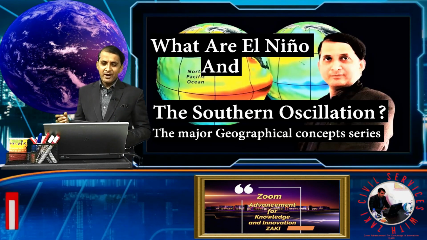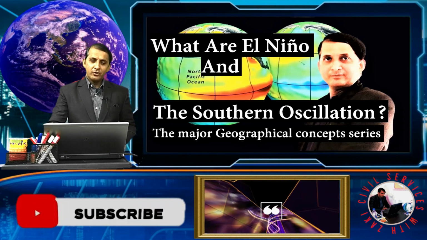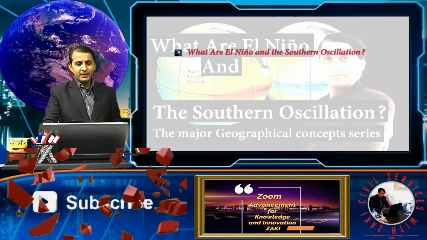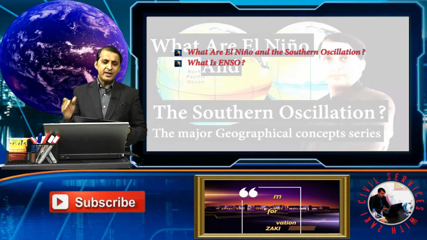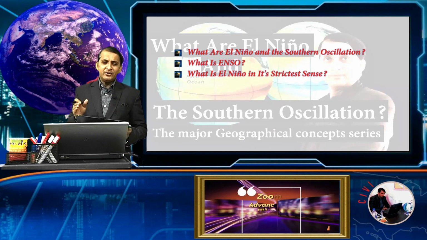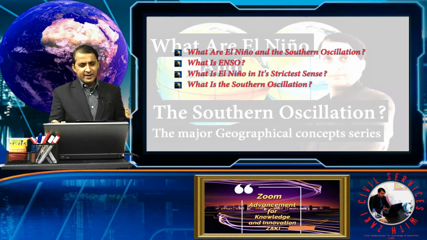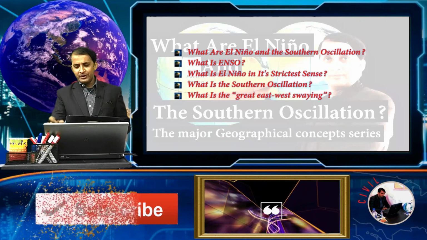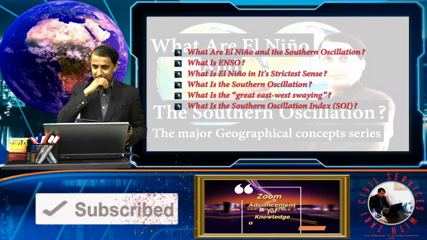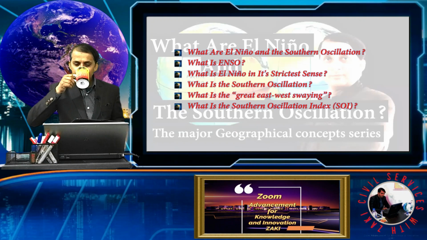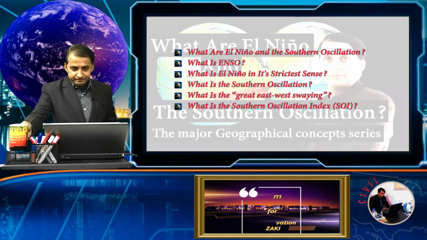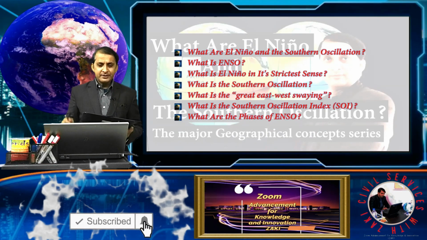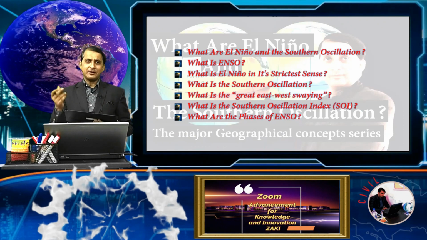Now move back to our topic. What are El Nino and the Southern Oscillation? Today's topics are: first, what are El Nino and the Southern Oscillation; second, what is ENSO, and what is El Nino in its strictest sense; then what is the Southern Oscillation, and what is the Great East-West Swing; what is the Southern Oscillation Index; and what are the phases of ENSO.